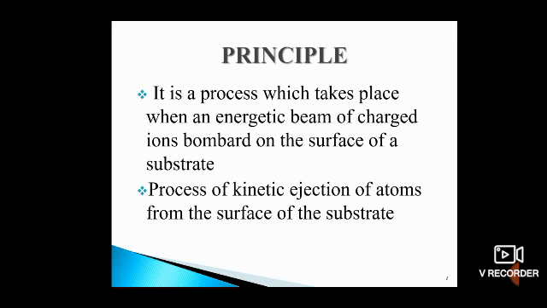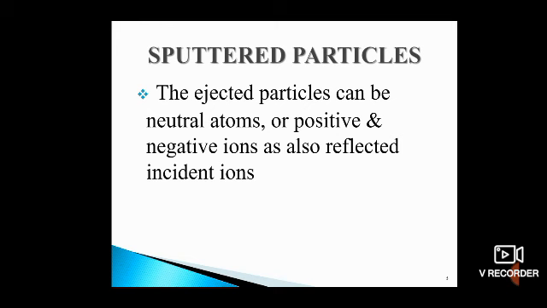It can also be defined as the process of kinetic ejection of atoms from the surface of the substrate, primarily due to the momentum exchange between the incoming ions and the atoms of the lattice. The process basically takes place from the surface of the substrate. Now, the sputtered particles. The ejected particles can be neutral atoms or positive and negative ions, as well as reflected incident ions. These particles are called sputtered particles.